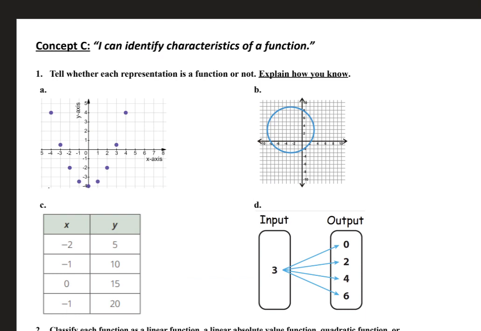All right, now let's look at concept C. It says, tell whether each representation is a function or not. Explain how you know. So remember, the definition of a function is every x has only one y.